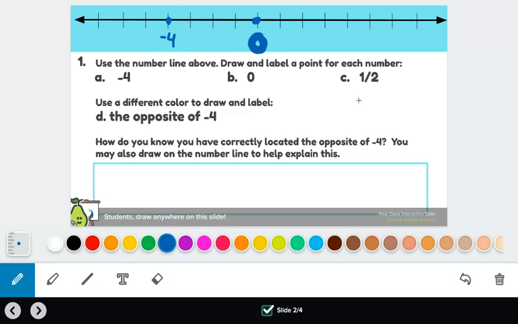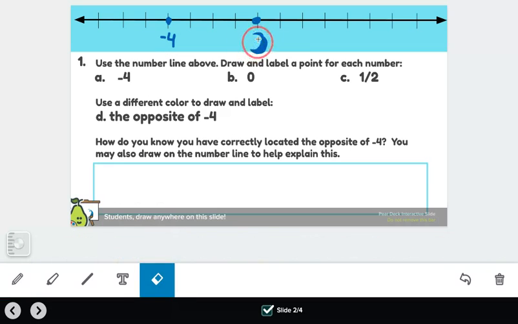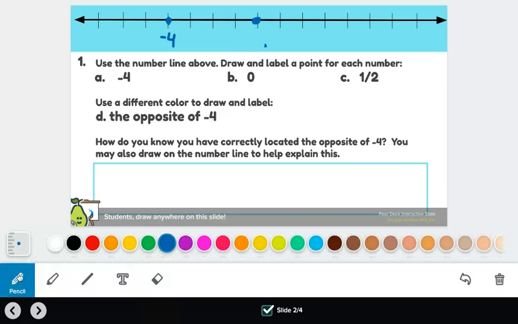And then 1/2 would be between 0 and 1. Let me make this 0 a little skinnier. So 1/2, I would say, would be right about here. And that would be 1/2.